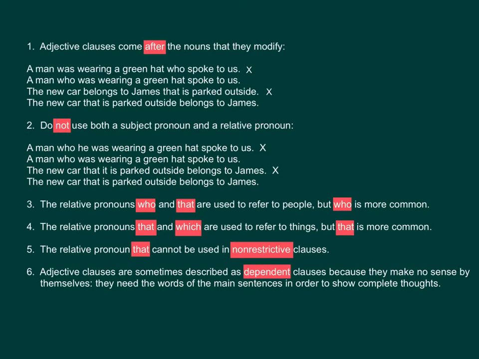The relative pronouns who and that are used to refer to people, but who is more common. The relative pronouns that and which are used to refer to things, but that is more common.